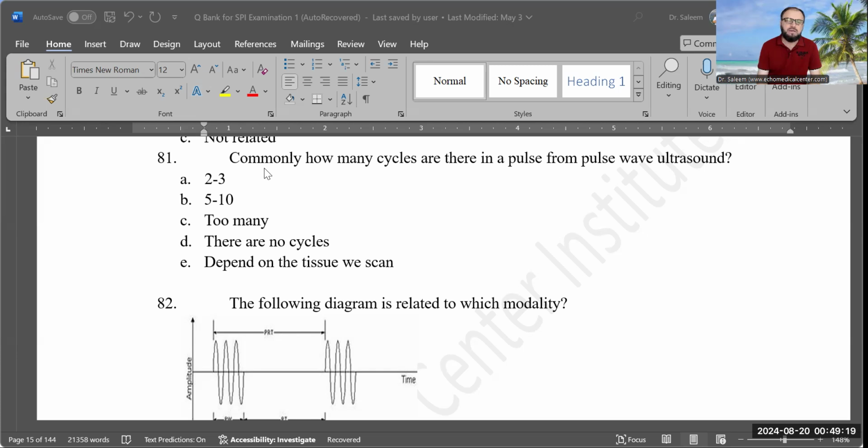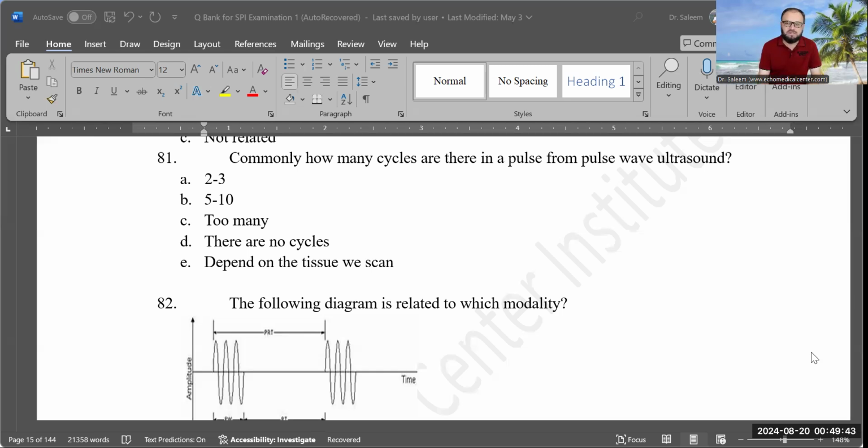Exactly, you're right. Commonly each pulse for imaging is made of either 2 cycles or 3 cycles. If a pulse is made of 2 cycles, the whole pulses will be just 2 cycles. If one pulse is made of 3 cycles, the whole pulses will be made of 3 cycles. So either they are 2 or 3.